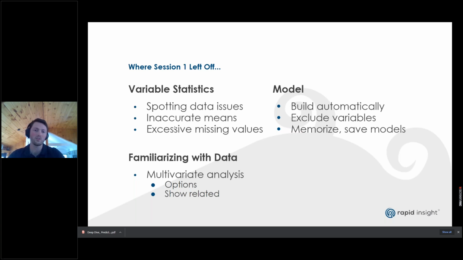identify inaccurate means or variables that had excessive missings. We were also able to, particularly relevant for anyone who didn't know the data set, it was helpful to see the data mapped out visually through the multivariate analysis, the visualize tab, the lesser known name here. And then finally, we built a model. We did that automatically, but we also had some private, personal control over how it did that process. I went through that process, and then we memorized it and we saved our work.